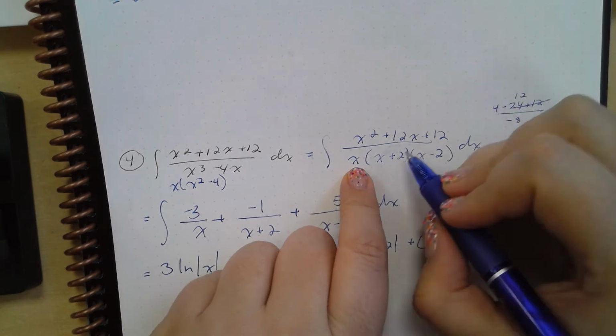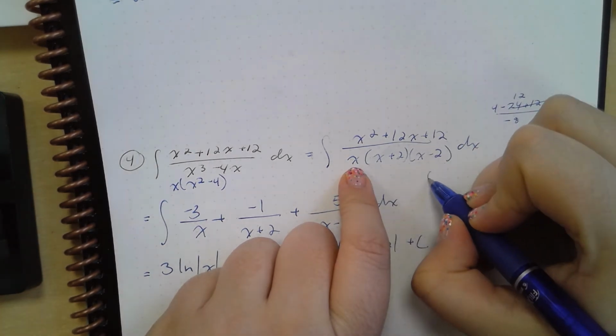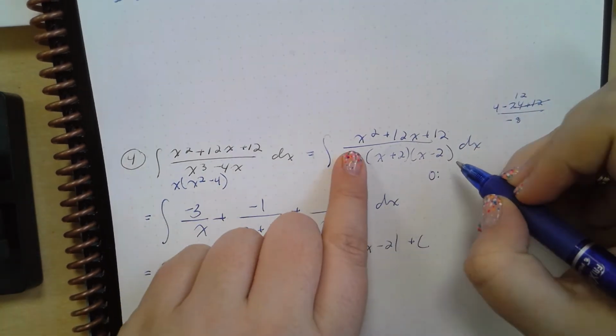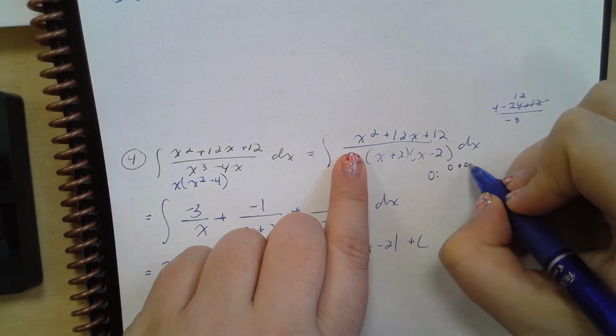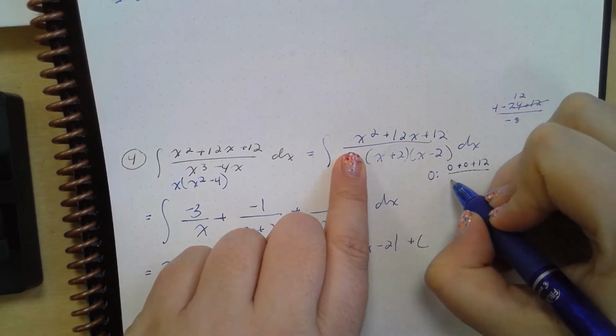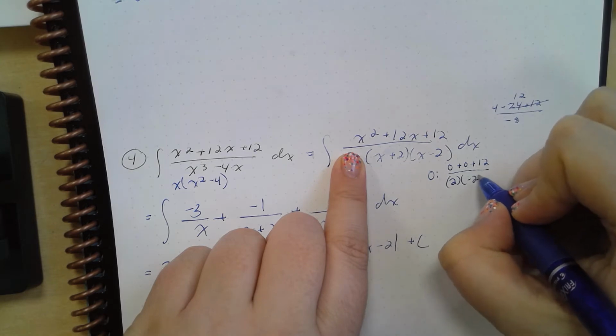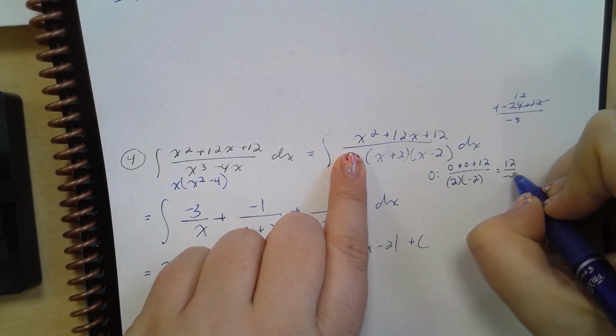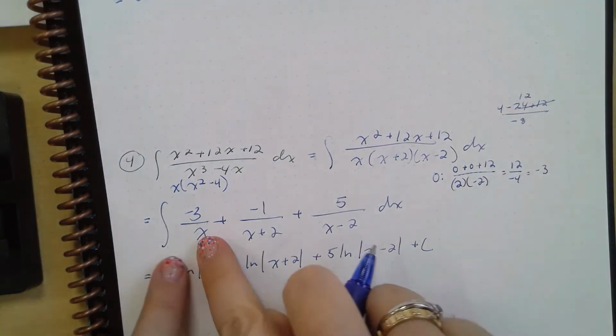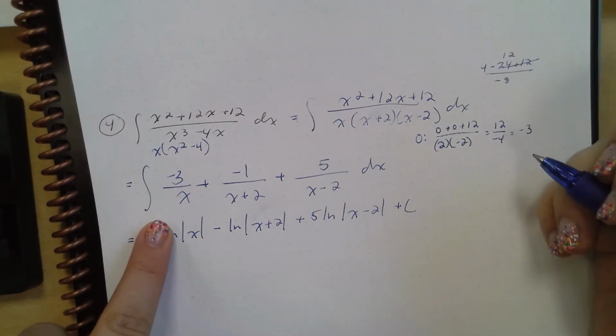So what times x would be 0 is just going to be 0. So if I cover that up, I'm going to get 0 plus 12 over 2 times negative 2, which equals 12 over negative 4, which equals negative 3. So I put negative 3 over x.